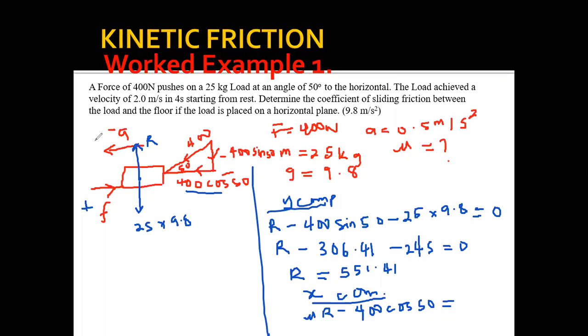And this time the body is accelerating. The acceleration is to the left, so we have negative A, negative MA. Let me write negative MA first. Then when we are done, we write everything. So that will be mu times R, which is 551.41, then 400 cos 50.